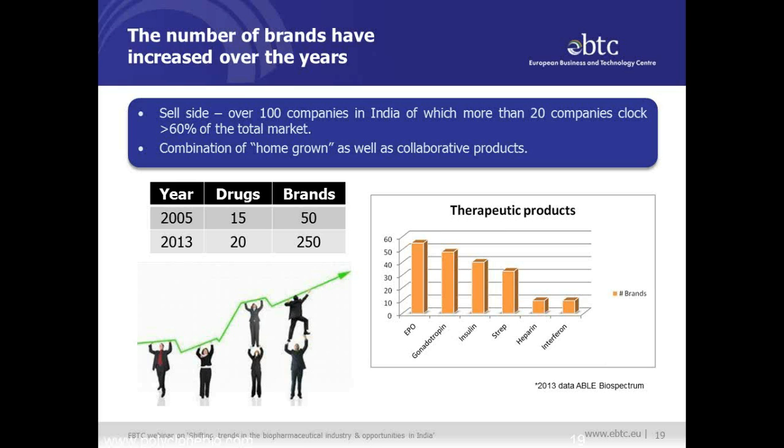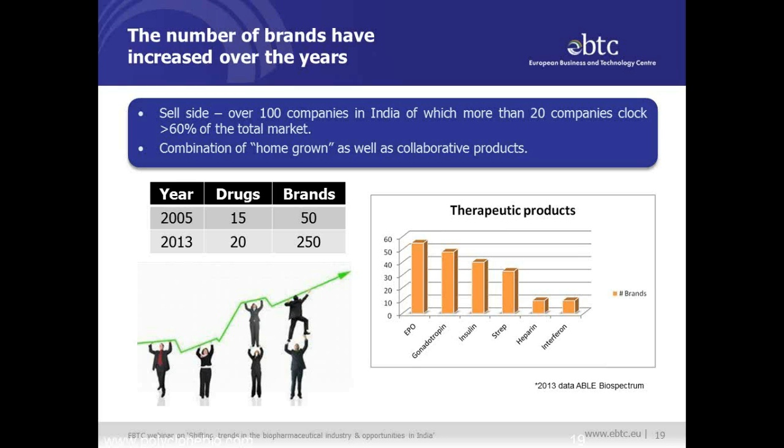There are other products like streptokinase, which is still a big brand, and in terms of number of brands we are talking close to 40 brands, with a big chunk of approximately $50 to $60 million a year. And then there are other smaller ones like heparin, interferon, and GCSF is again something that's coming up as a trend that's picking up in India.